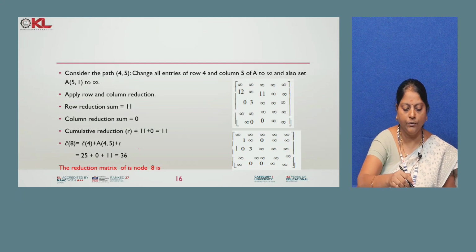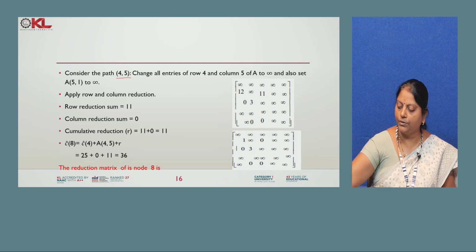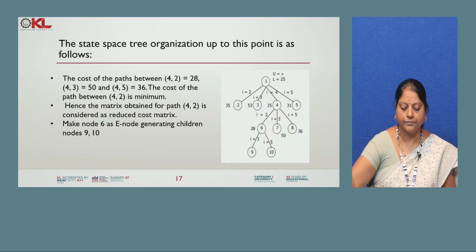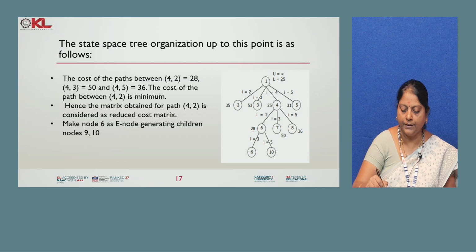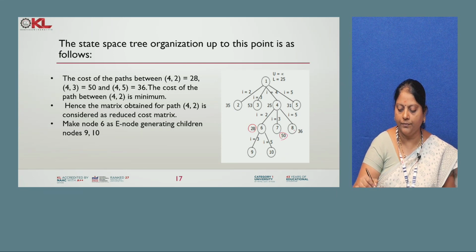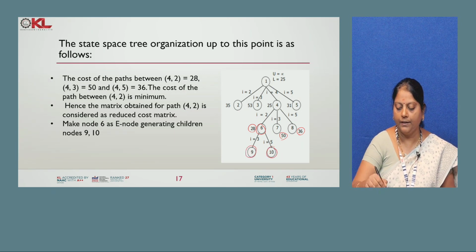Next, similarly we have to calculate the cost for the path 4 comma 5. So what we get, the cost values are 28, 50 and 36. Among these three, which one is minimum? 28 is the minimum. Okay, so here again this 6 can be expanded by generating its children 9 and 10. Here now 6 is called the E node and 9 and 10 are called live nodes. These are called live nodes.